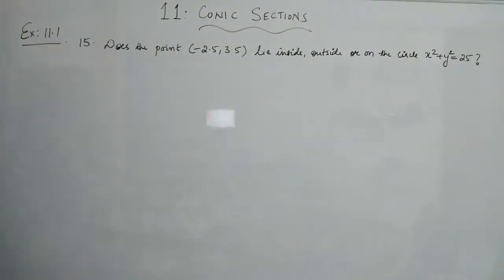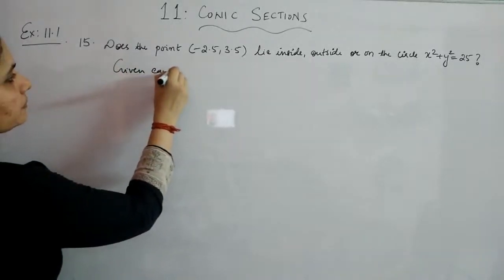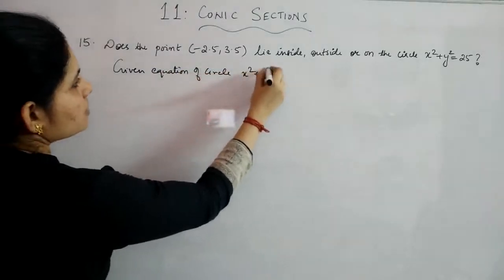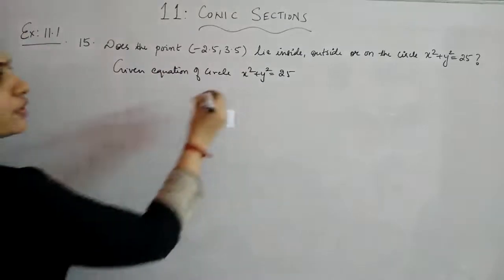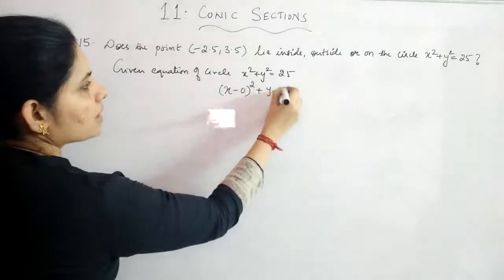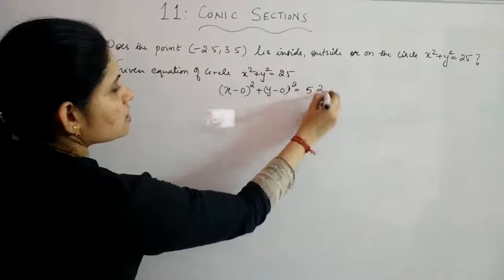Question number 15 is, does the point (minus 2.5, 3.5) lie inside, outside or on the circle x square plus y square equal to 25? So the given equation of the circle is x square plus y square equal to 25, right? Now making it in the standard form, what we can write is x square means (x minus 0) the whole square plus (y minus 0) the whole square, and 25 can be written as 5 square, right? So this is in the standard form.